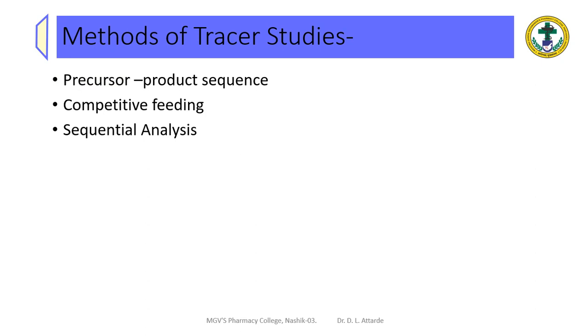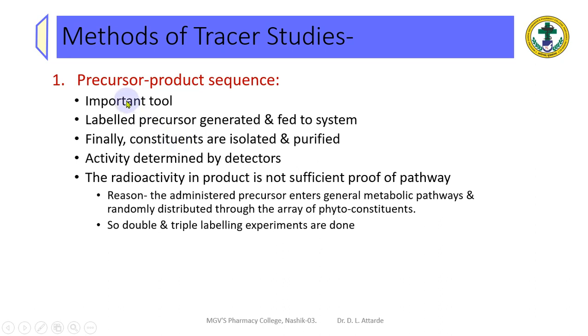Now, methods of tracer studies. In which way, or with what strategies, are these tracer studies done? So precursor product sequence is the first, second is competitive feeding, third is sequential analysis. Now precursor product sequence, with the name you can see precursor is a starter, product is your last product. It's a very important tool, most commonly used.